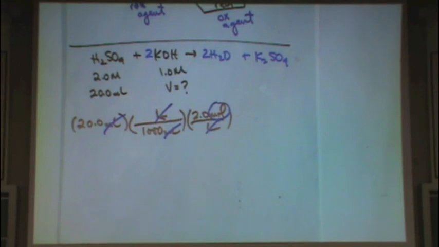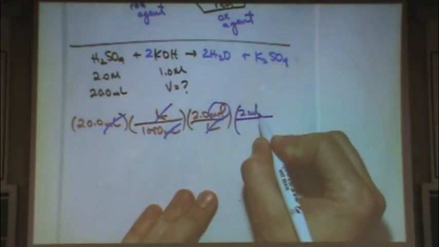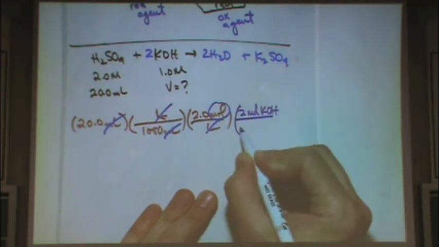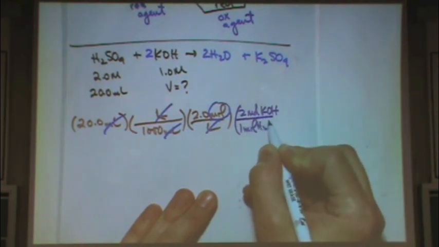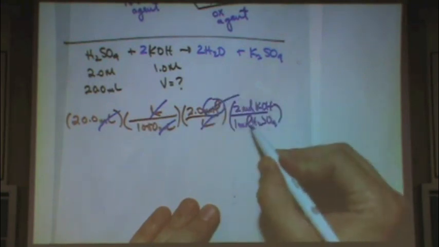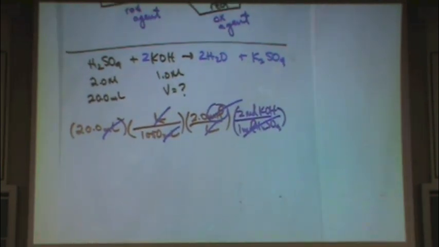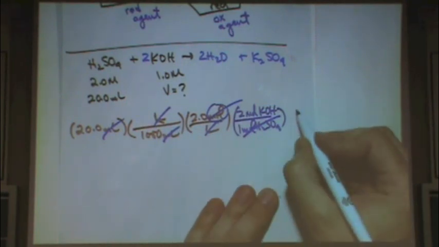Okay, my second step is to do a molar ratio. So I'll do that in a different color. My molar ratio would say, let's go to the one that was asked for, 2 moles of KOH for every 1 mole of sulfuric acid. Okay? So there, the moles of sulfuric acid are canceling out. So now I have the moles of the one I want. So that molar ratio was my second step. My third step is to convert that to the requested unit. And I'm just going to do that through conversion. I'll use a different color even for that.